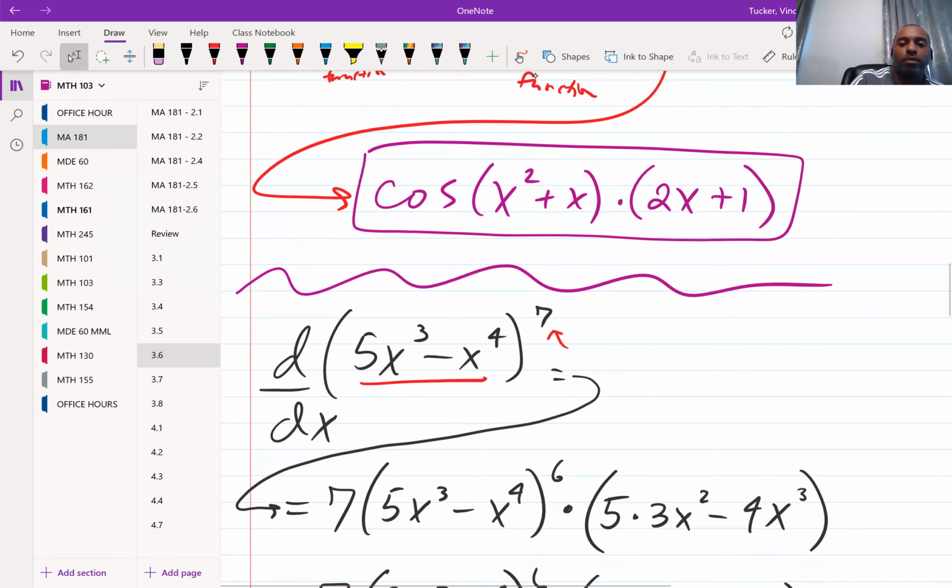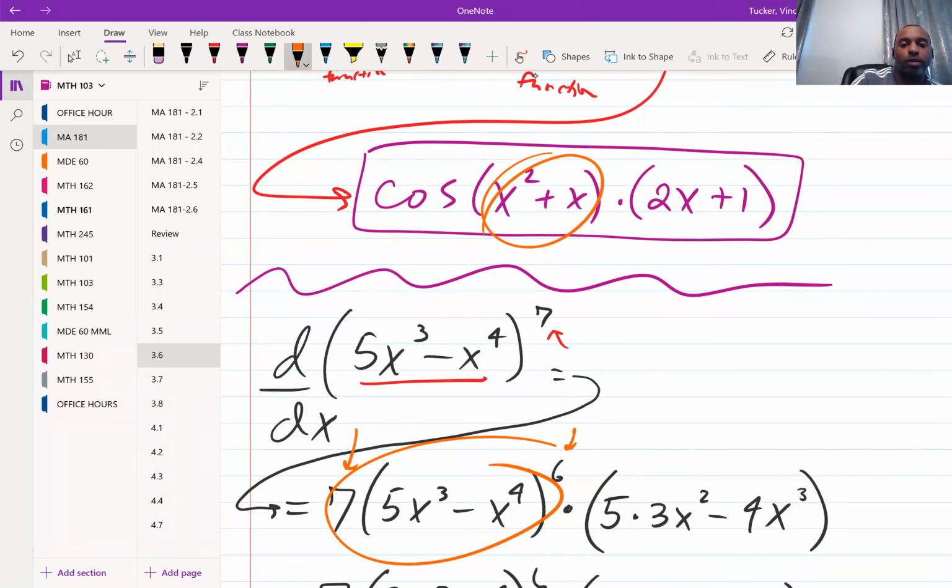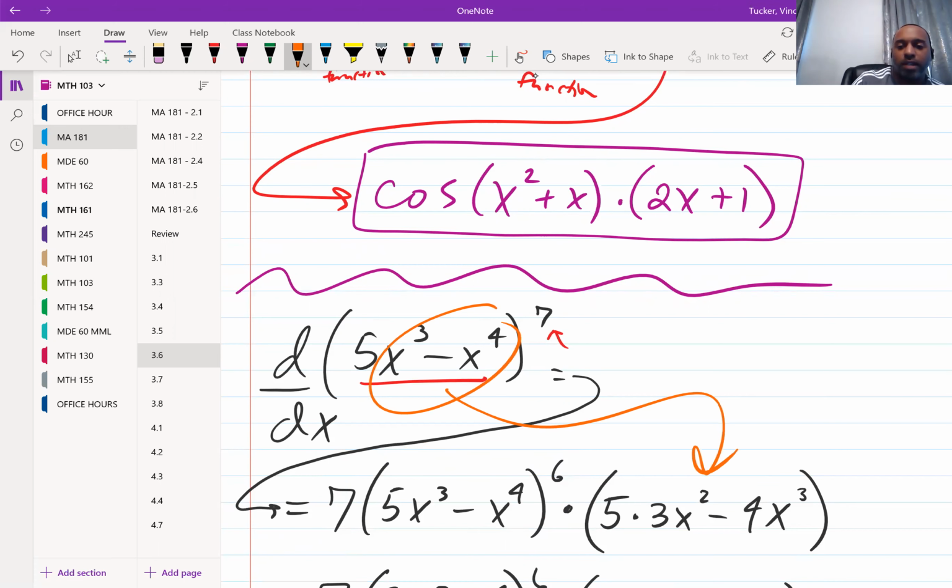So taking the derivative of the outside, which is the exponent of 7, you bring your 7 down and then subtract 1 from it. For that piece, what's on the inside stays the same, just like with this cosine x squared plus x, that part stays the same. And then you take the derivative of the inside, and that's this right here.